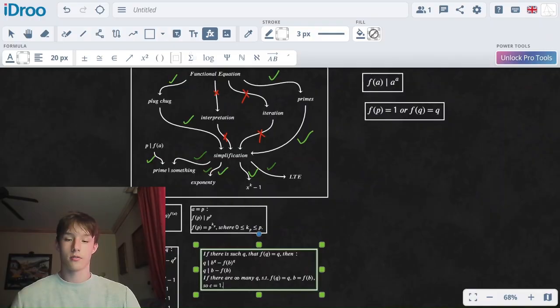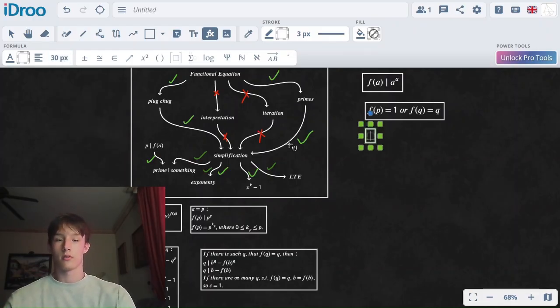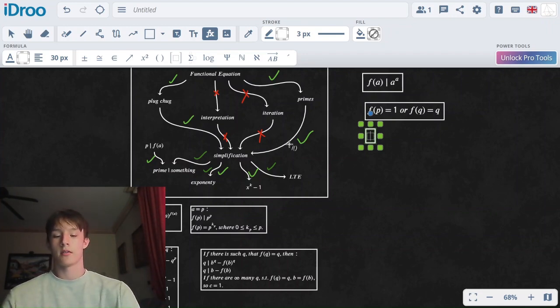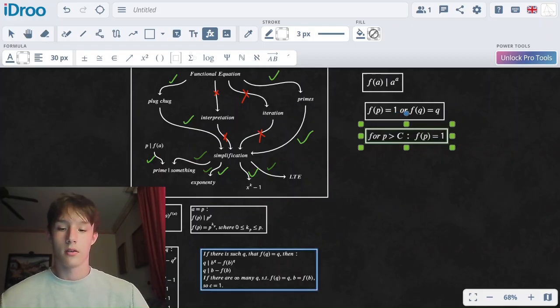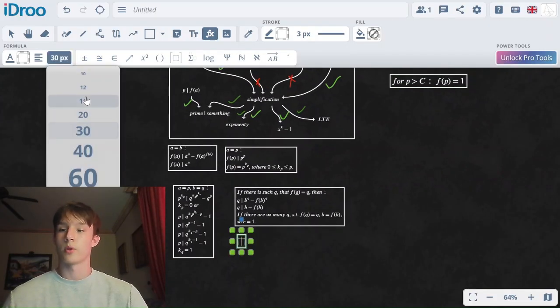Yeah, and so that is the case. So now we know that this case is settled, because if q is bigger than b, then this is just not true. Or f of b, doesn't matter. So what we now know is that there are not infinitely many q such that f of q equals q. So this can be paraphrased as: for p more than a certain constant c, f of p equals 1. That's the same way you can rephrase it. So we know this. So now the only thing we're working with is f of p equals 1. So let's work with that.